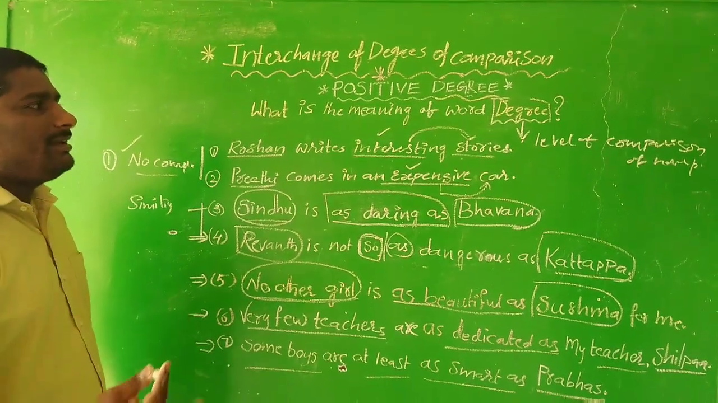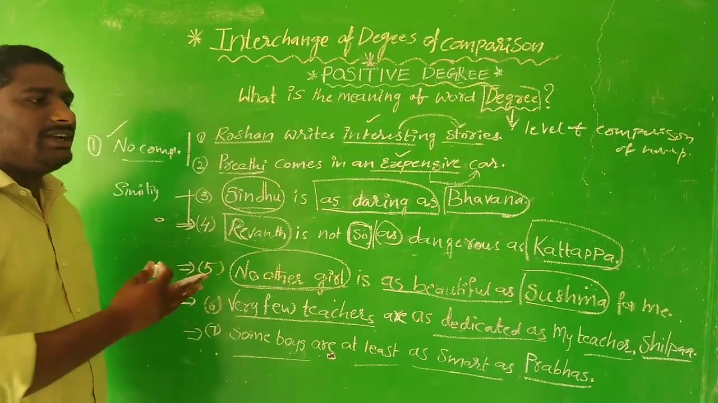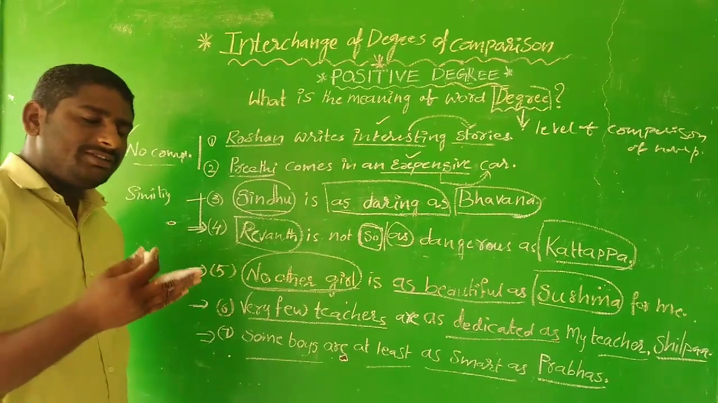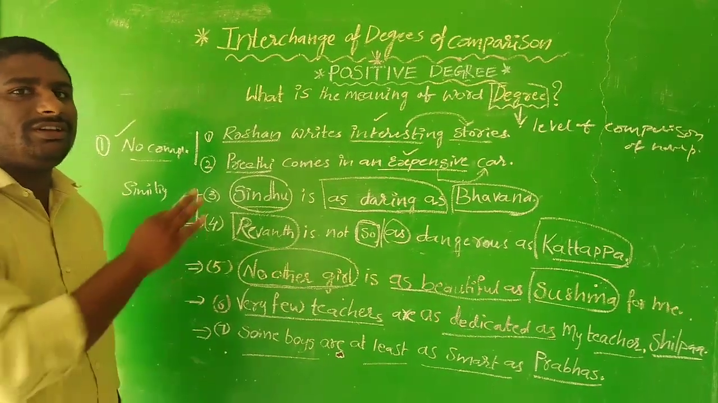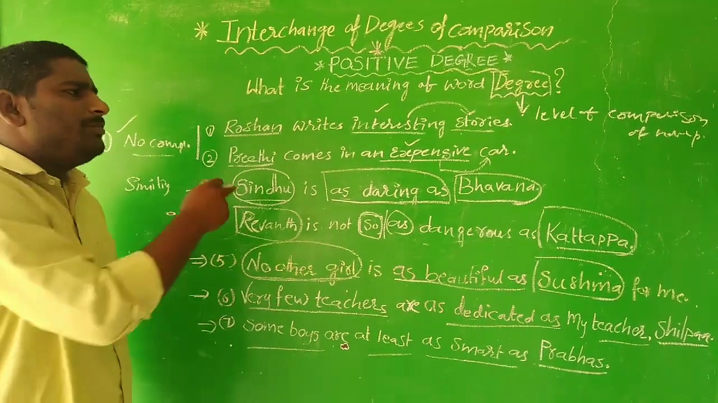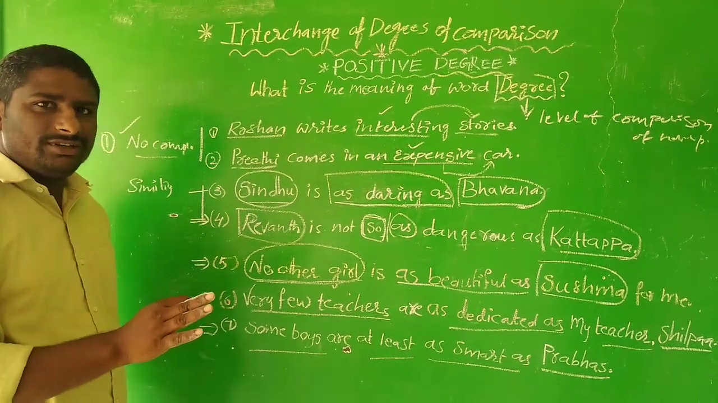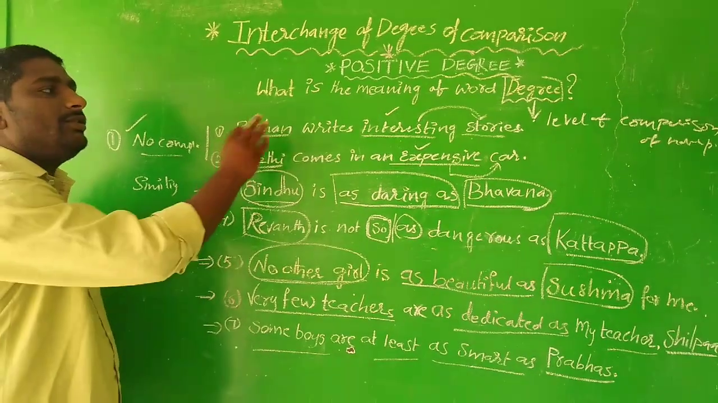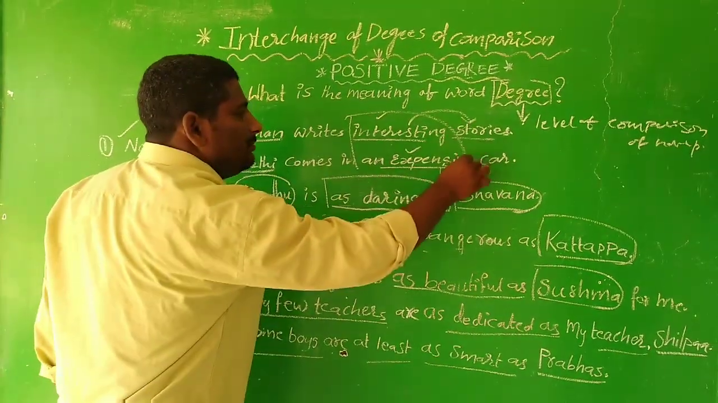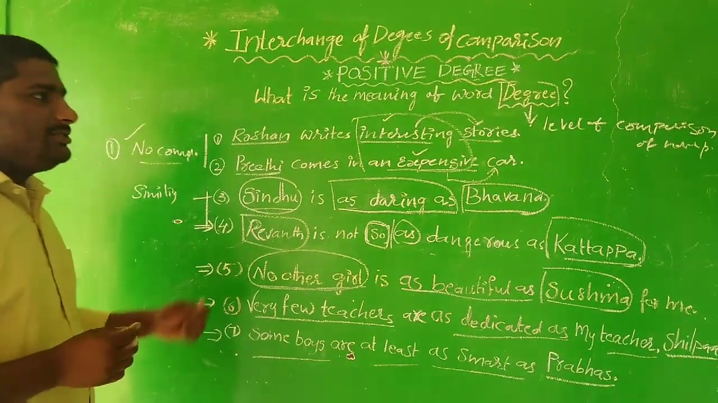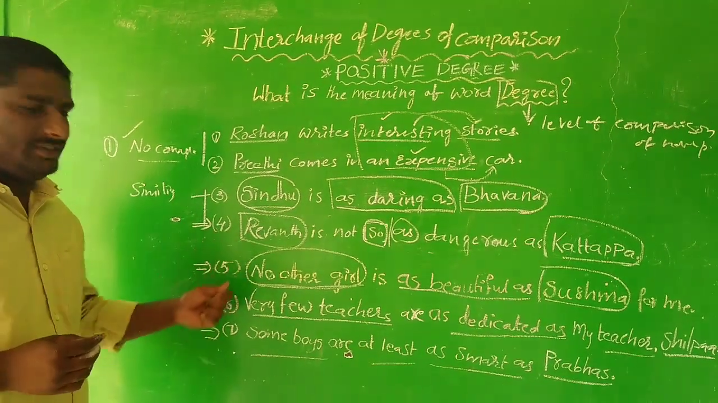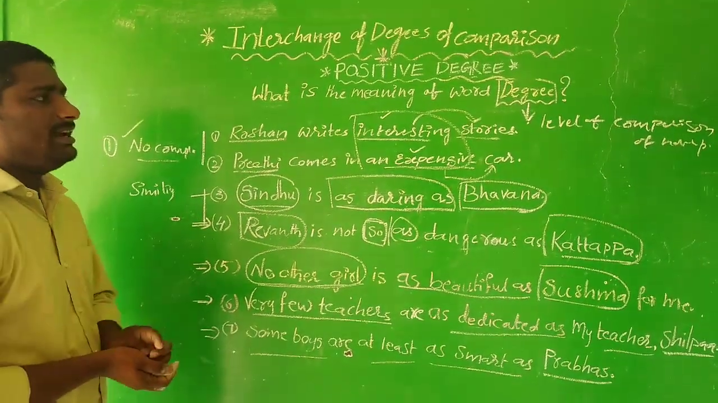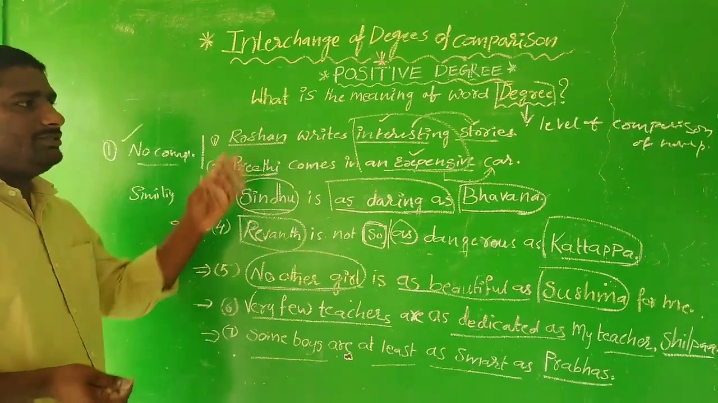So you cannot say the positive degree will not take any comparison. That is the reason we call them the three degrees of comparison. The positive degree always has comparison. Sometimes, when an individual person is taken, there is only description, but it always takes comparability. I hope you understand the concept of the positive degree.